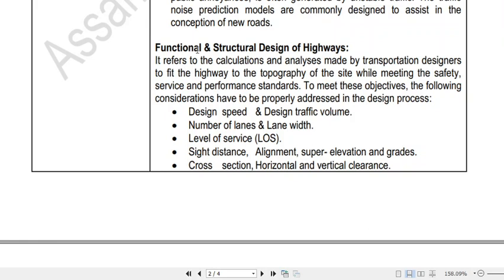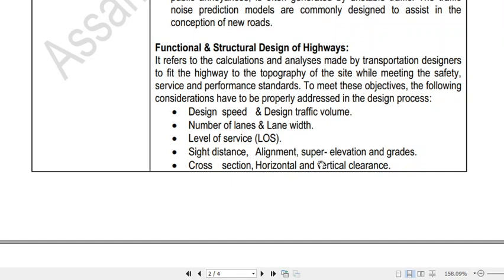So now we'll be discussing functional and structural design of highways. It refers to the calculations and analysis made by transportation designers to fit the highway to the topography of the site while meeting the safety, service and performance standards.